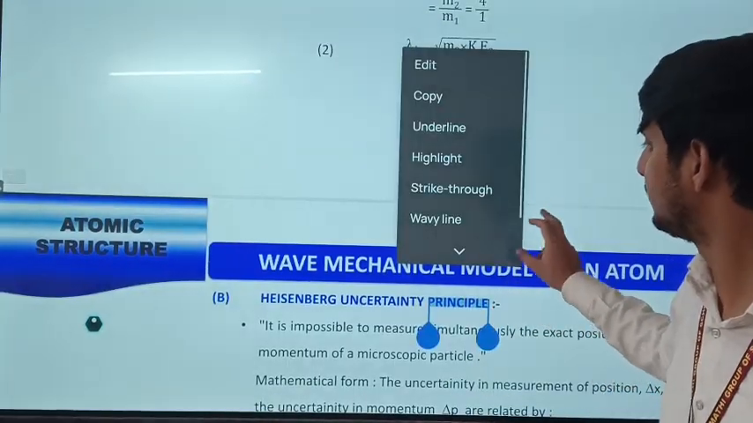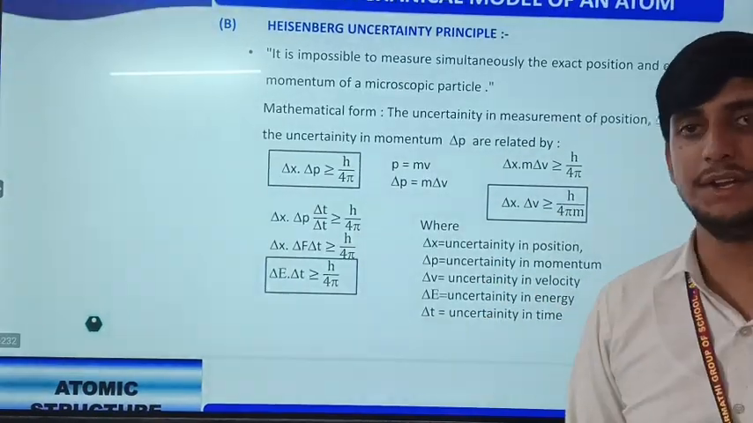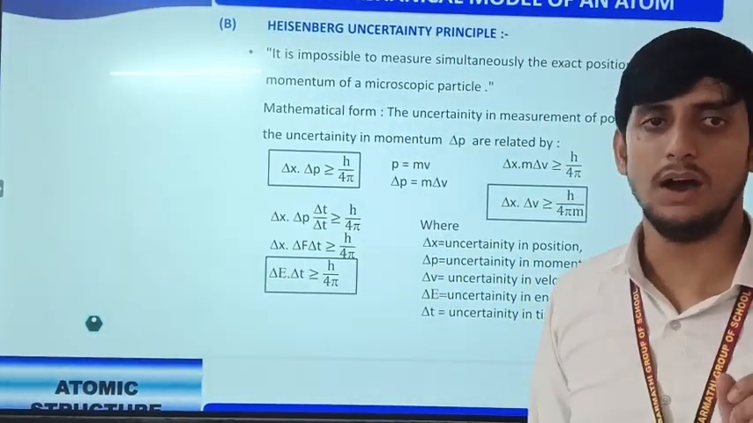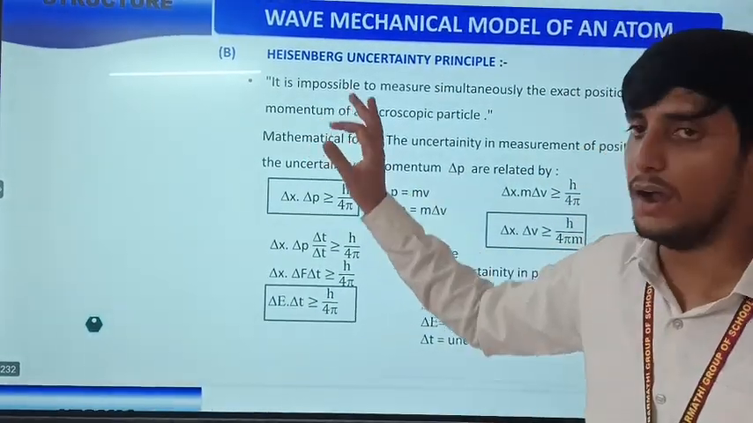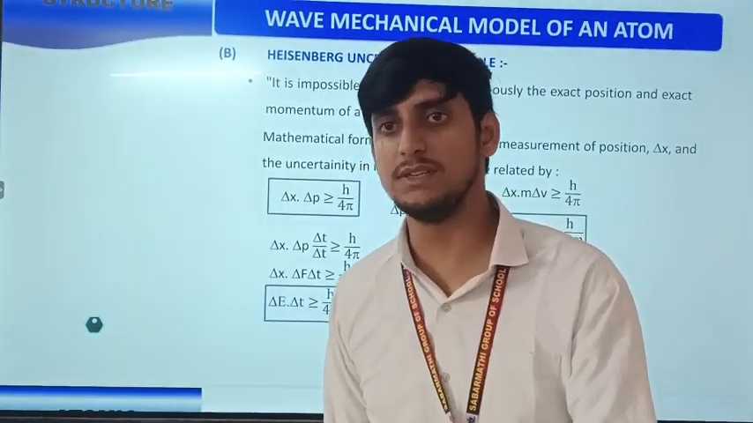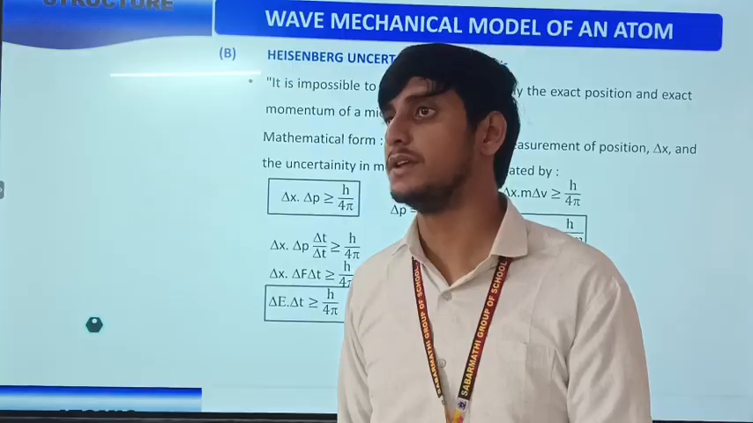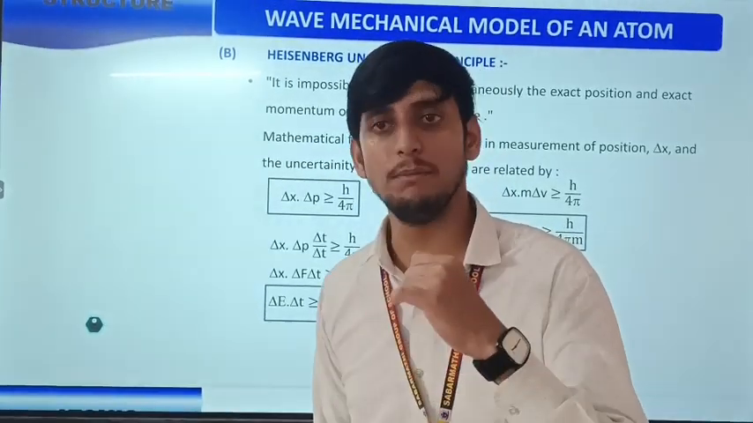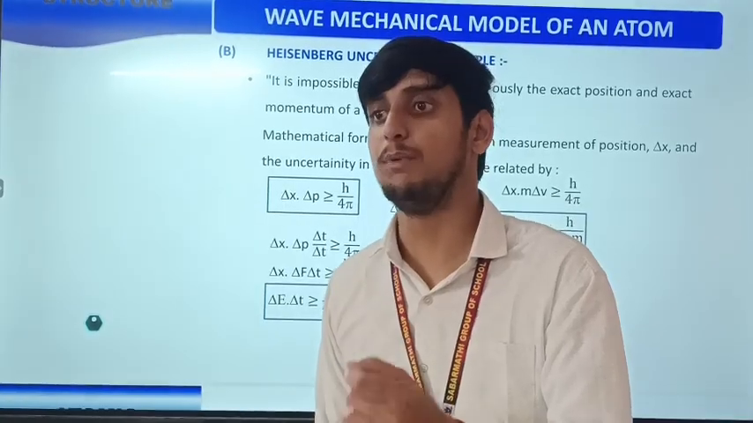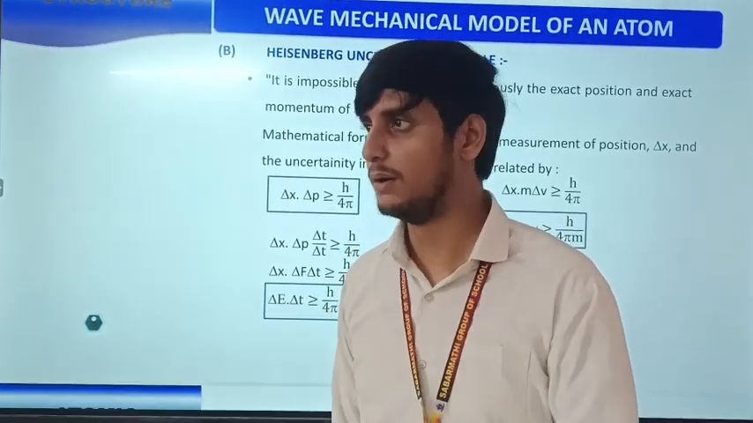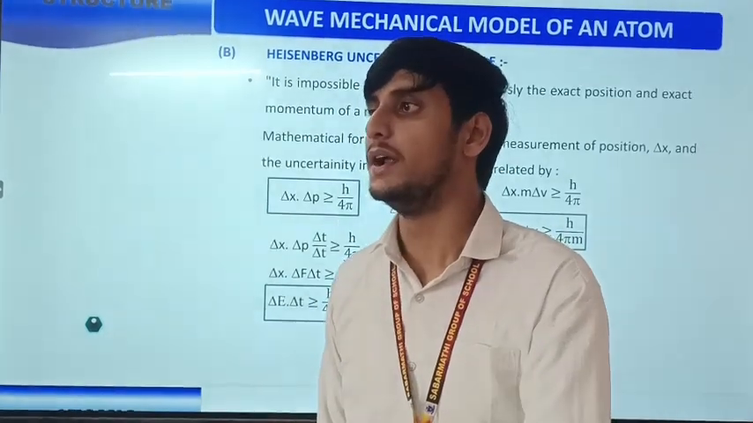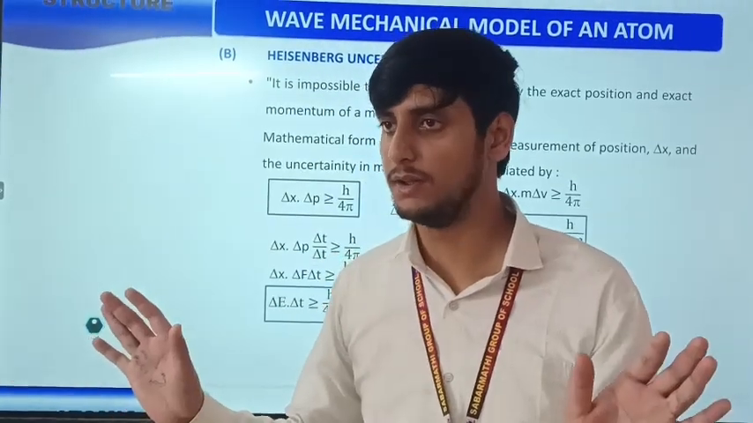Wave nature. Heisenberg uncertainty. Now, one concept. Remember, Heisenberg uncertainty. Heisenberg said it is impossible to measure at the same time both momentum and position of the electron. It is nearly impossible, right?